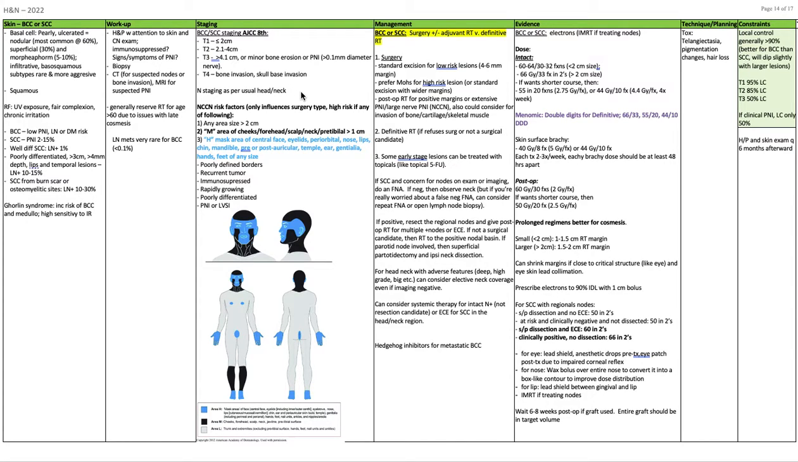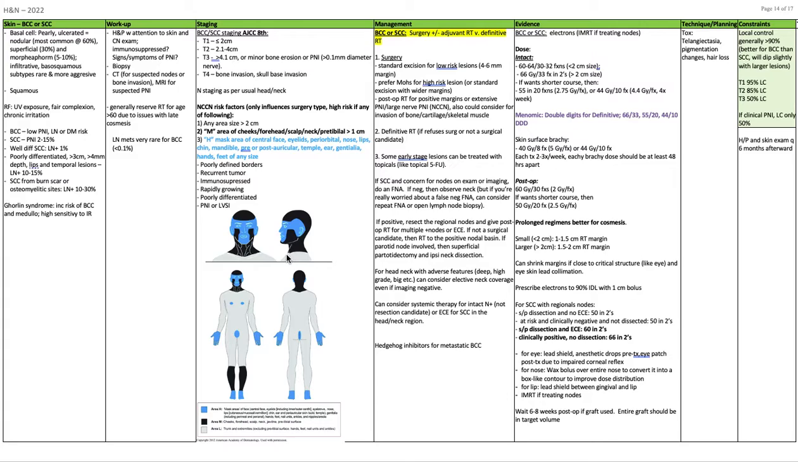The NCCN risk factors influence surgery type. The patients are considered high-risk for surgery if any of the following: if they have any area that is a size greater than 2 centimeters, if they have an M area of the cheeks, forehead, scalp, neck, or pretibial regions that are greater than 1 centimeter.